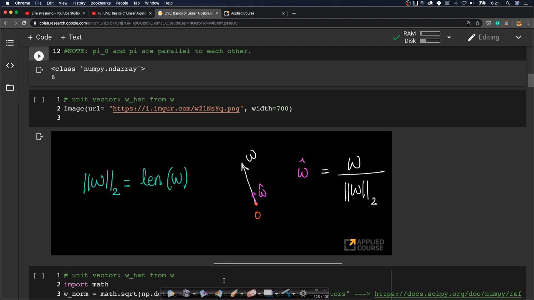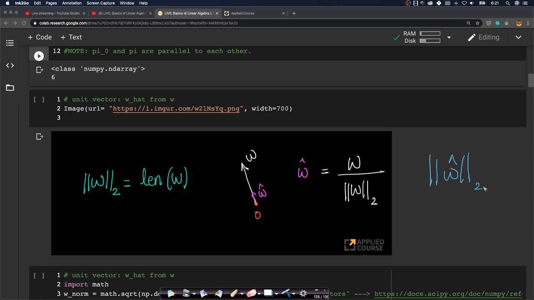So what is a unit vector? Its length should be 1. The length of a unit vector is equal to 1. That's why it's called unit, because unit in math mostly means 1, in most of mathematics. So the idea here is, how do you compute that?